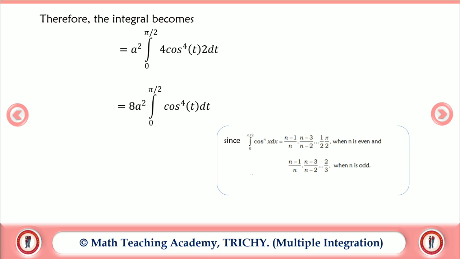Here have a look at the power of cos t. Here it is 4, so that is even. So that is why we apply the first formula. So it will become 8 a squared into 3/4 into 1/2 into pi/2. And then simplify this, then what you will get is 3/2 pi a squared.